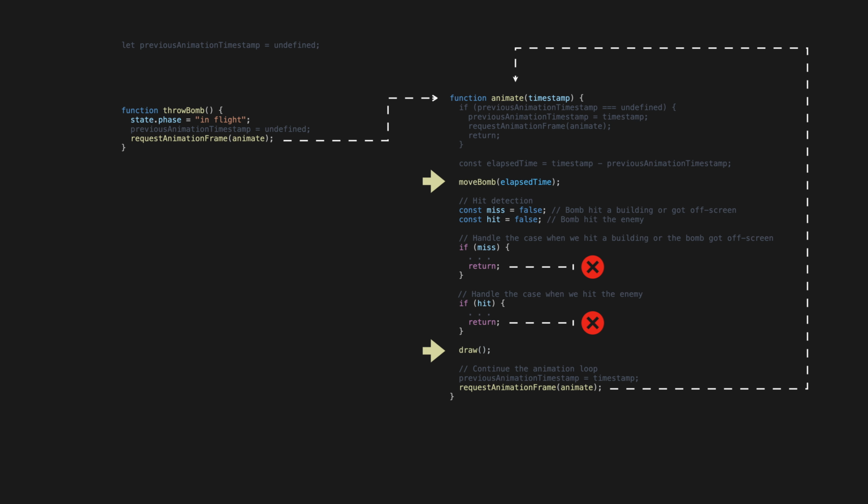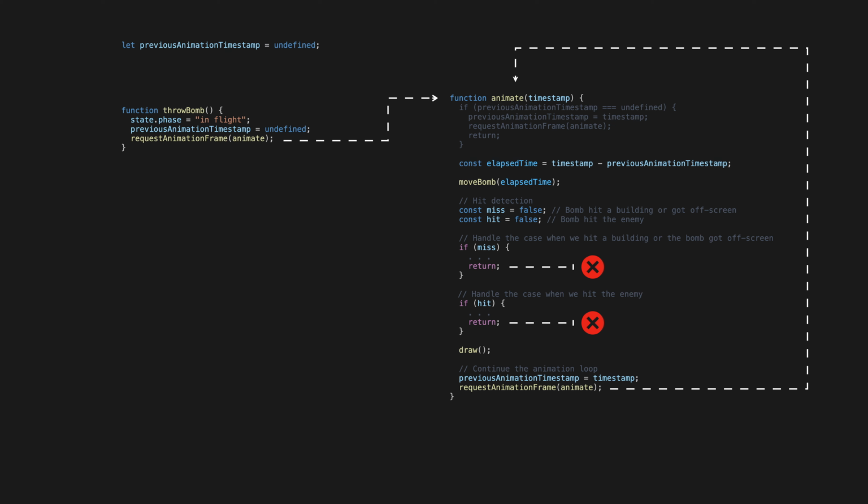Two very important things are happening in every animation cycle. We move the bomb and we redraw the scene with the new bomb position. Moving the bomb, however, is time sensitive. Normally, a function invoked with requestAnimationFrame is called roughly every 16 milliseconds. However, slight deviation might occur, and the refresh rate can also depend on the refresh rate of your computer screen.